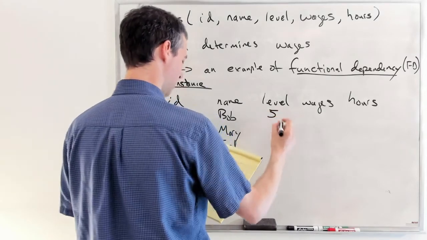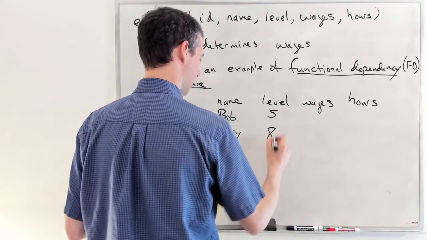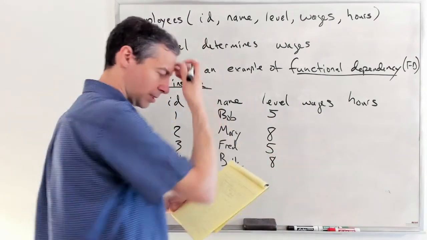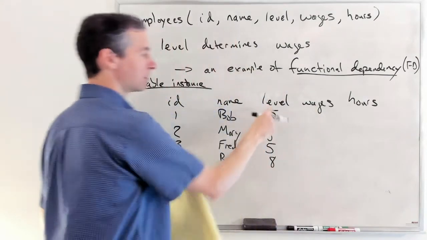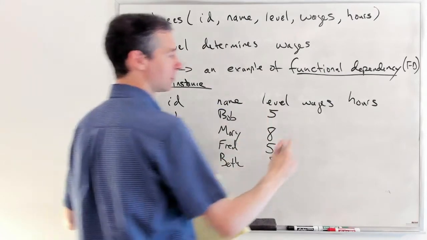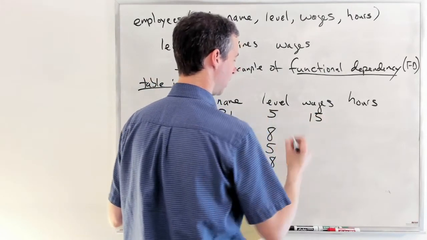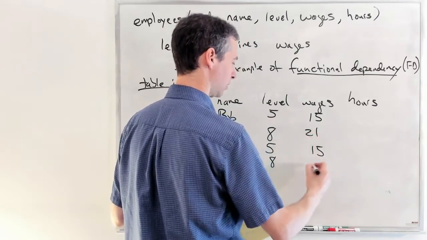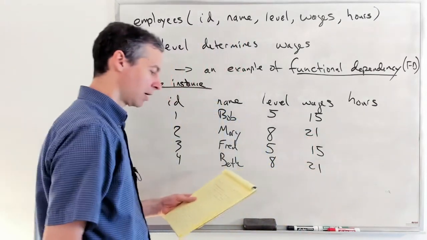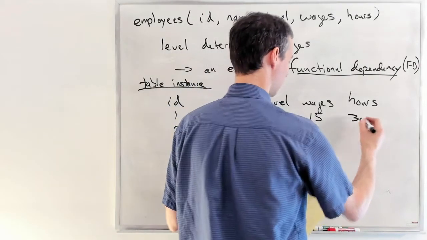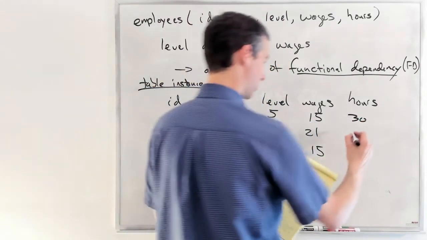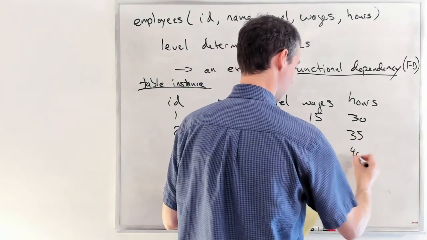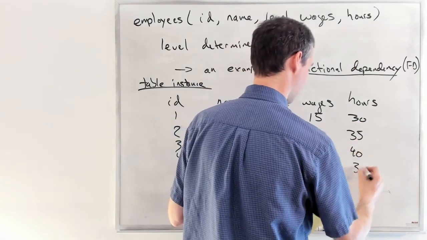And Bob's a level 5, Mary's level 8, Fred is a level 5, and Beth is a level 8. Because level determines wages, we know that when they're 5s, they're getting paid $15 an hour, and when they're 8s, they're getting $21 an hour. And let's just say Bob only works 30 hours a week. Mary is scheduled for 35. Fred puts in a long 40, but Beth is a 35.